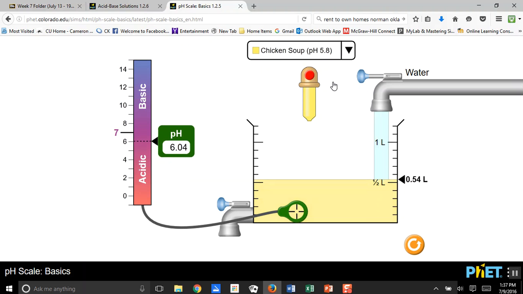Well, let's see. Pull it in here, put it back there. The pH of this solution now is 6.13. The pH of chicken soup itself is 5.8, so my pH got bigger as I put more water in. That's because my solution is becoming more dilute. My concentration of hydrogen ion is going down, and so my pH is going up. They go in opposite directions all the time.